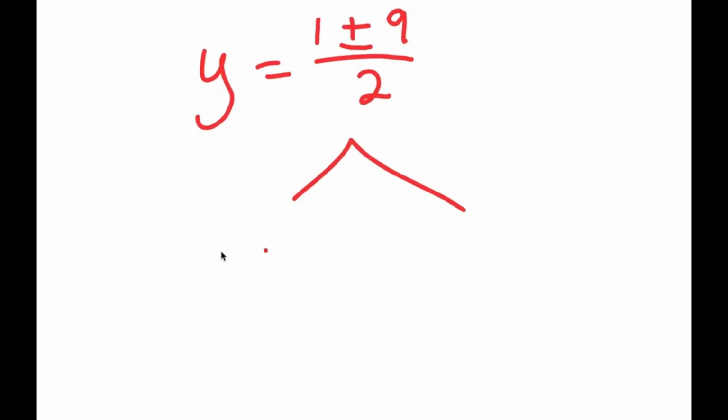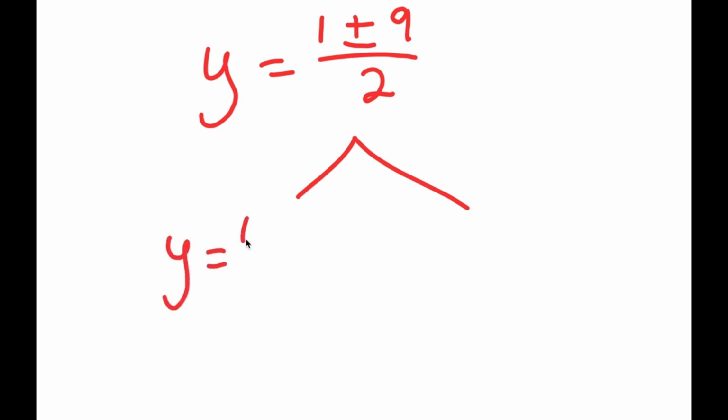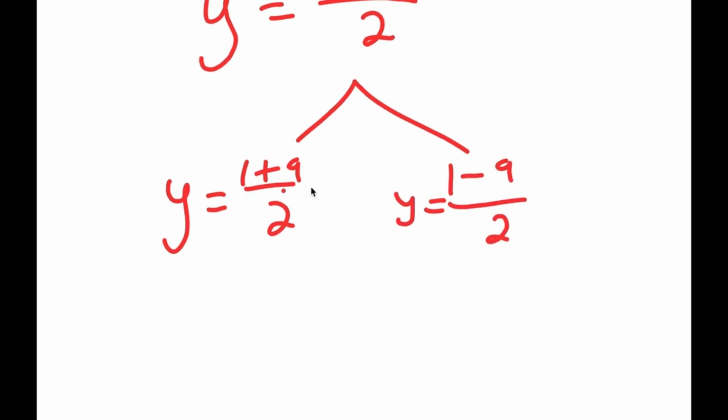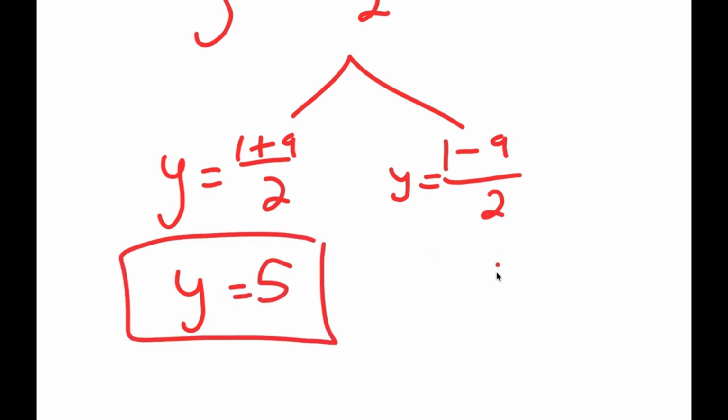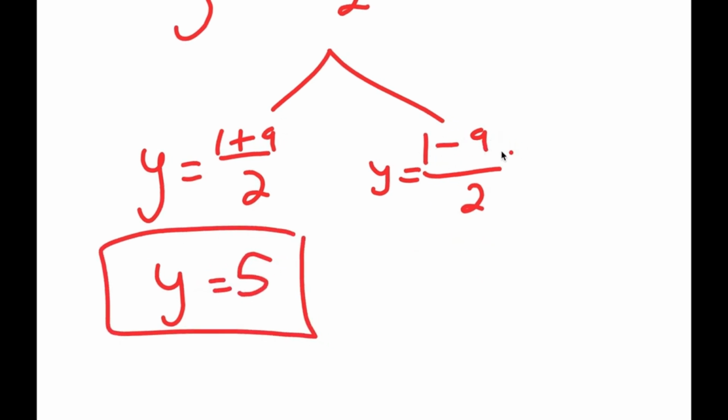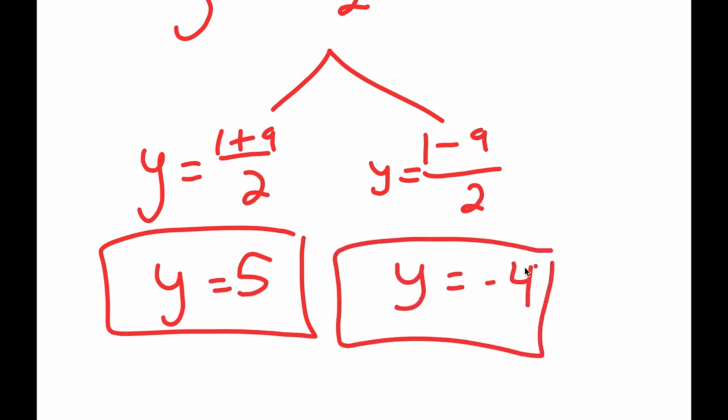Now this gives me two solutions. I get y equals 1 plus 9 over 2, and y equals 1 minus 9 over 2. So 1 plus 9 is 10, and 10 divided by 2 is 5, so I get y equals 5 as one solution, and 1 minus 9 is negative 8. Negative 8 over 2 is negative 4, so y equals negative 4 is another solution.